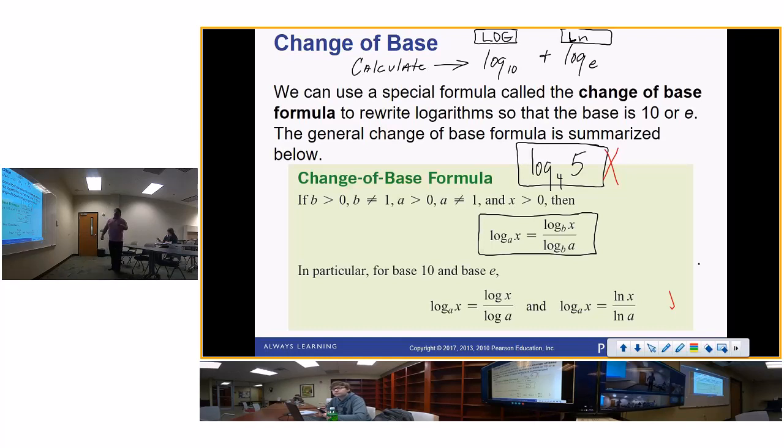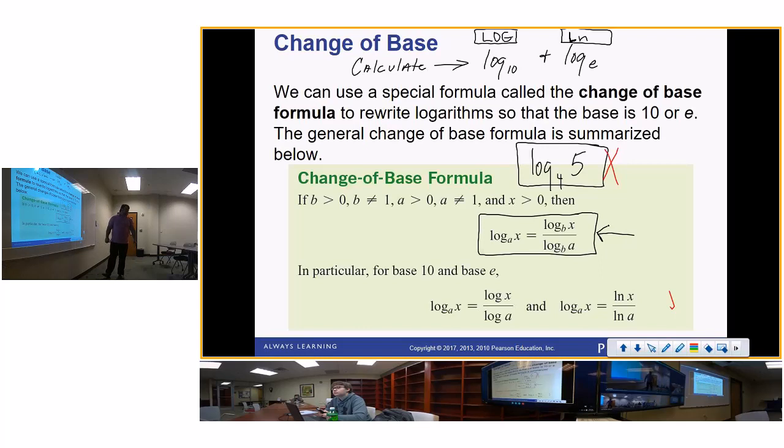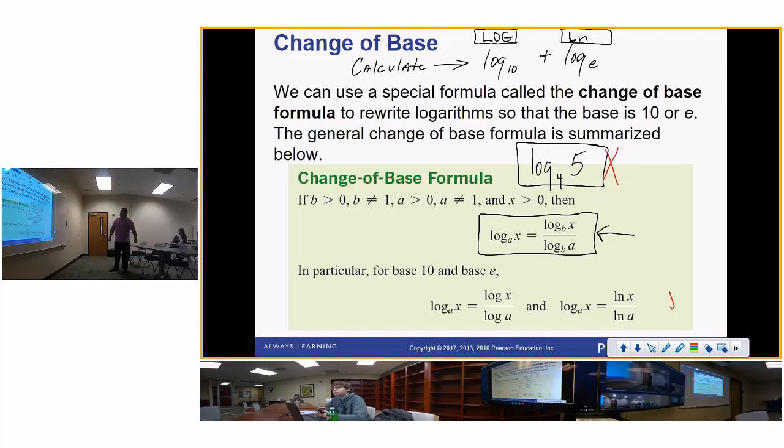When you type in log, it's going to ask you for the base on the new calculators. It's going to say log, and it's going to have a base, and you put 4, and then you put 5. And then it'll calculate it. It won't even make you do this, because I guess that requires a little bit of thinking. So we don't want you to think. We want you to just fall in line and do what you're told.